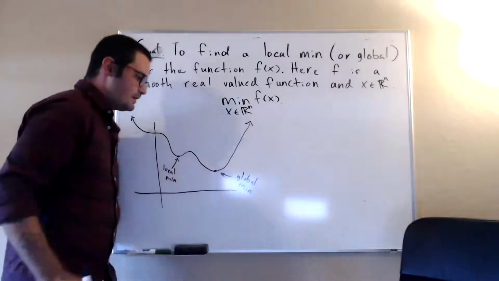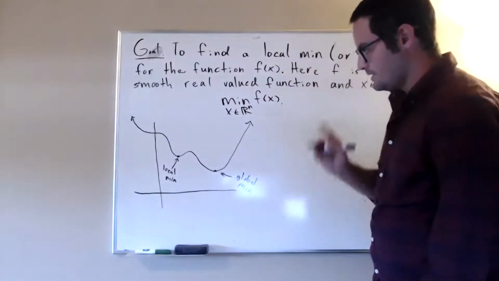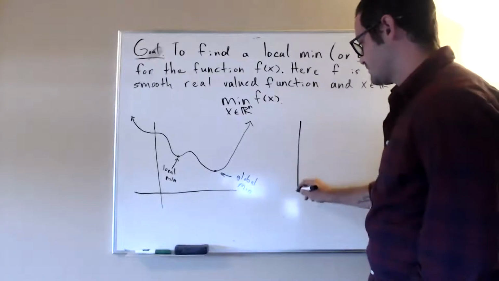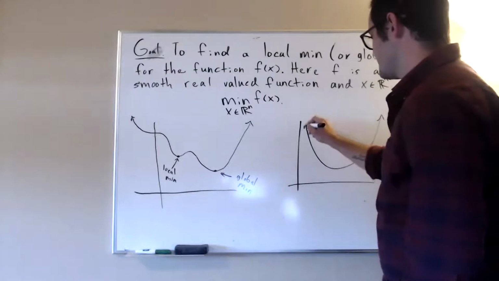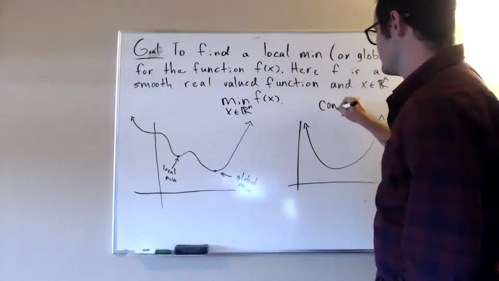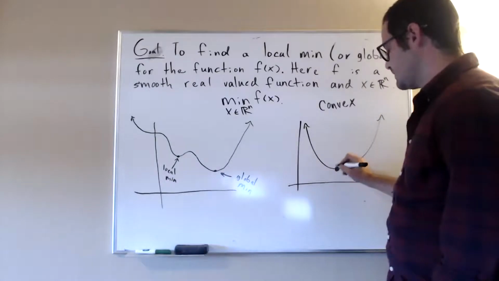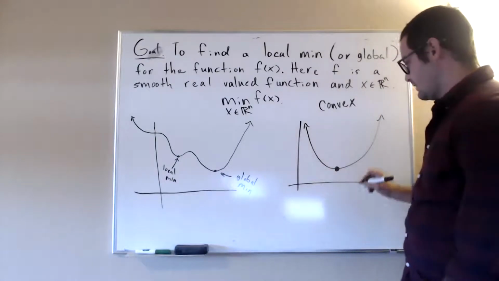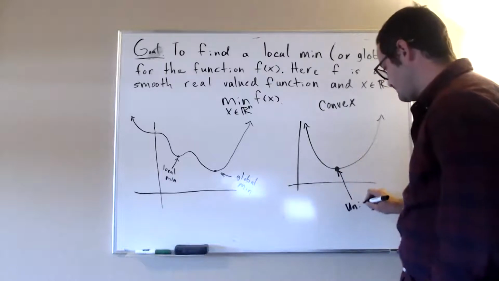However, if the function is convex, this is convex right here, then there's one unique minimum, and we can find it. So, unique.